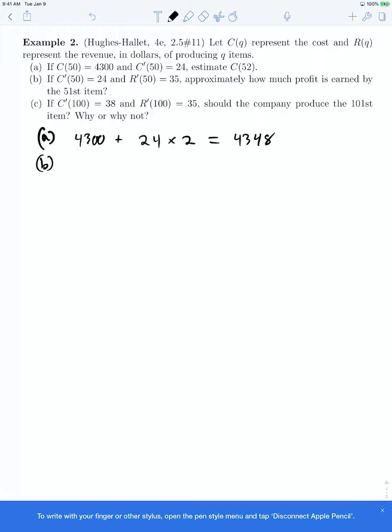So basically, I could say marginal profit is equal to marginal revenue minus the marginal cost. And so that's 35 minus 24. And so I'm using different notation. In the problem it said C prime and R prime, and I just changed those to MC and MR for marginal. Okay, and then again, just subtract those and we're done. So that's 11, and the units are dollars per item.